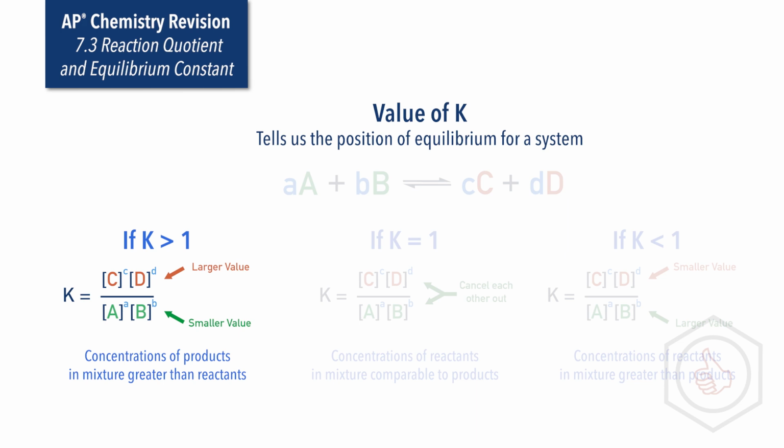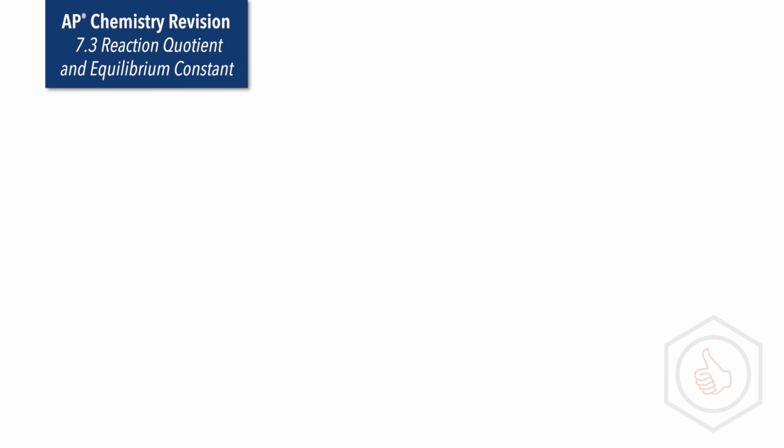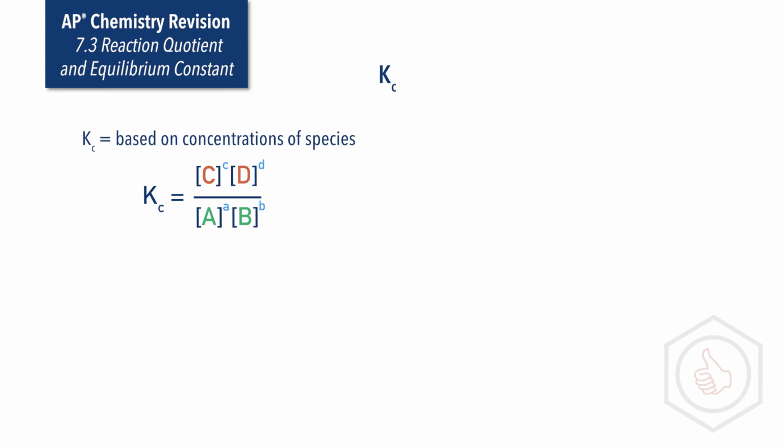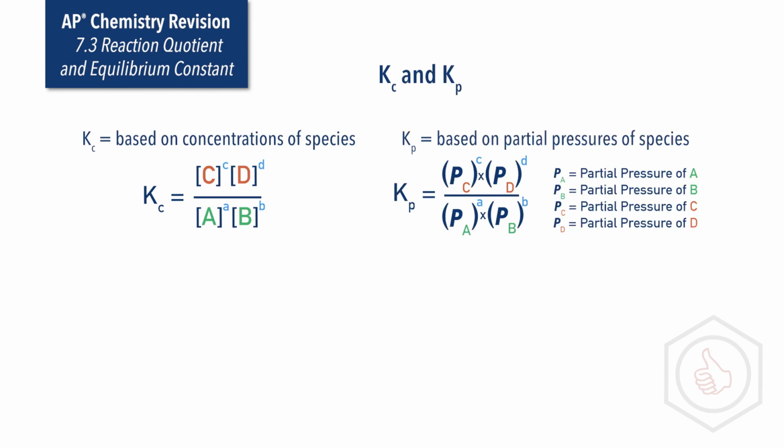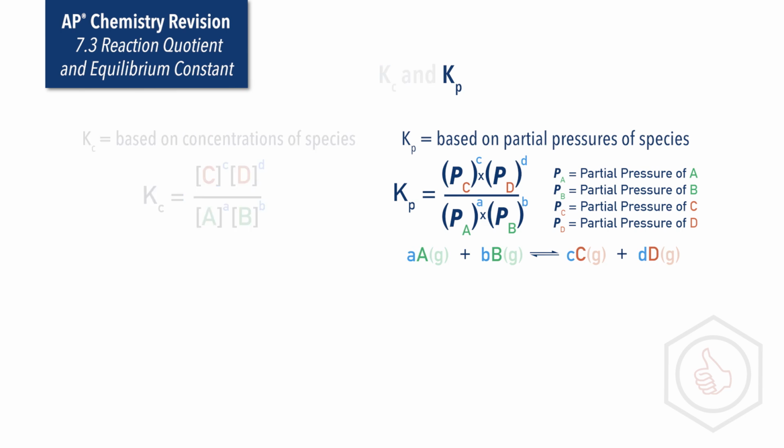In the AP chemistry course, you encounter two main types of equilibrium constant: Kc, which is based on concentrations, hence the C, and Kp, which is based on partial pressures, hence the P. Partial pressures only apply for gases, so Kp can only be used for gas-based systems. Kp works in exactly the same way as the equilibrium constant Kc.